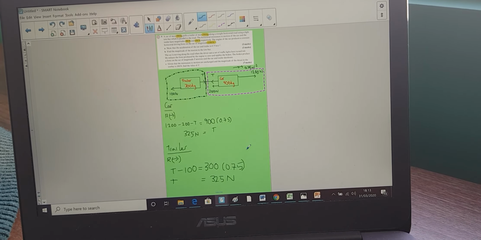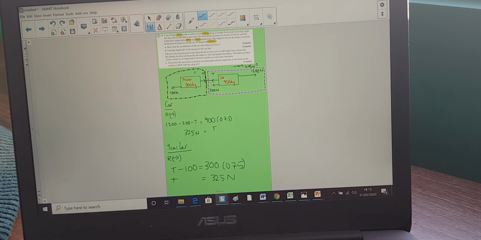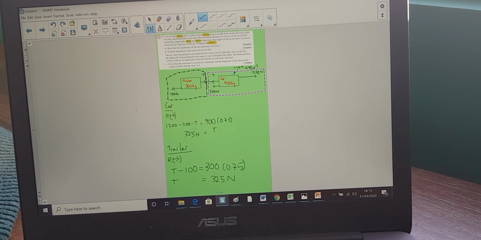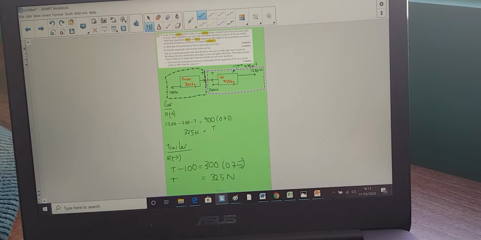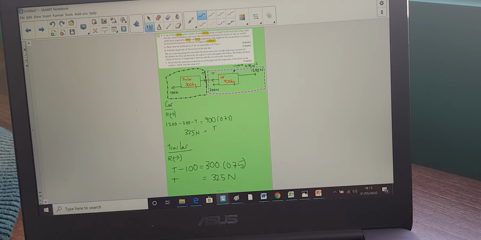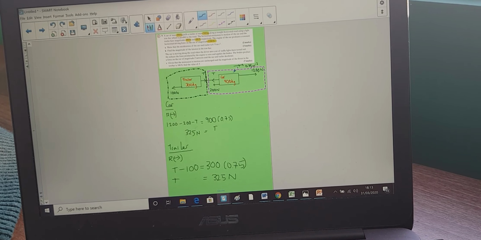But it's also a good check for you, just to make sure, because the tension should be the same for the trailer as it is for the car. So I'll be checking both ways. And if they're not the same, then I know I've made a mistake. Okay, right, that's part B. Moving on to part C, which is the main bit I know that people found confusing.